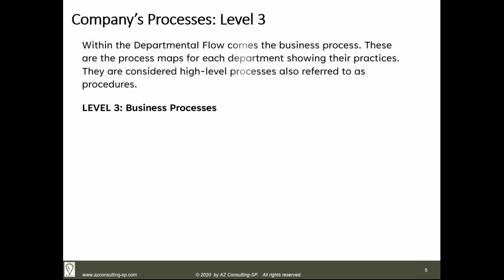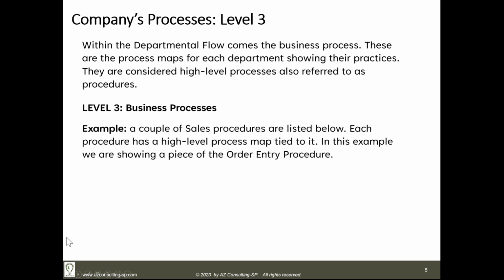Level 3 is all about business processes. Each department will have processes for the work they're performing. Basically, they lay out their process maps depicting their practices. In many industries, they're considered departmental procedures and may or may not have a pictorial process map. They may just have procedures dictating how the work is done in a logical, sequential way.